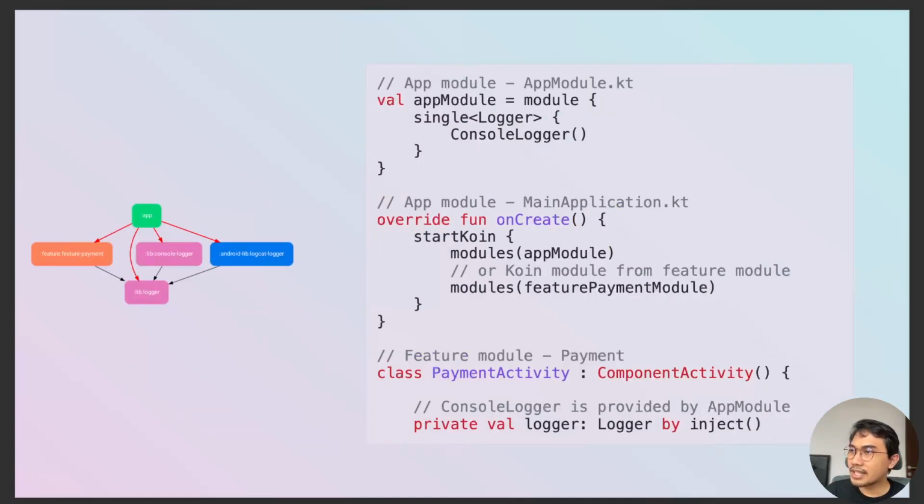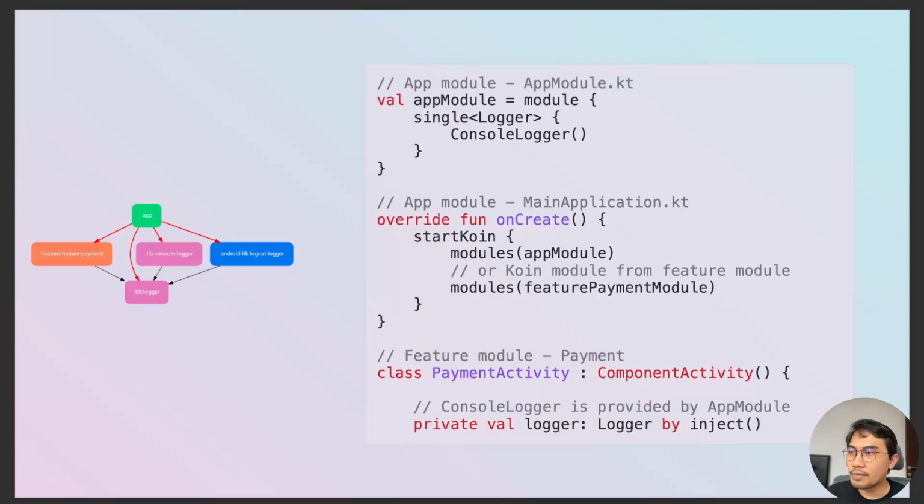And this is how you do that in Koin. First, you need to create the module in the app module. Inside that module, we declare the console logger as the implementation of logger. Then you just have to pass the module to the main application.